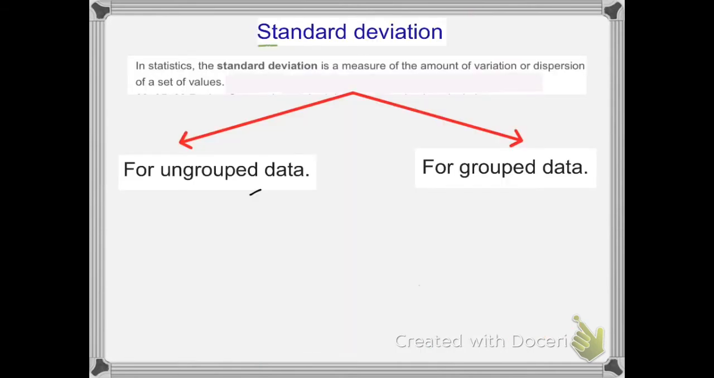We refer to the standard deviation by sigma or S. Sigma for the population and S for the sample. Again, I'll try to compute the standard deviation for the ungrouped data and the grouped data as well. To be able to differentiate between them, I'll try to solve one example for each one.